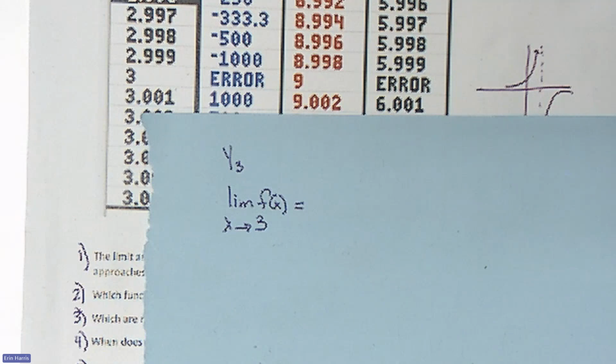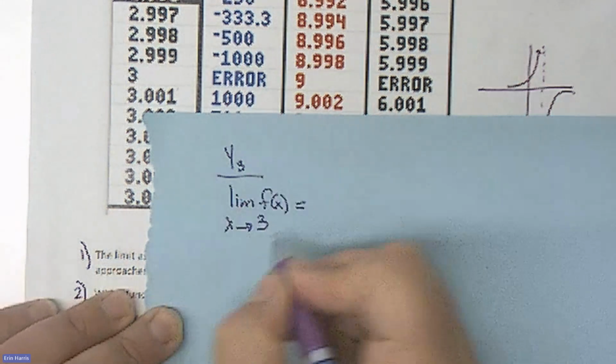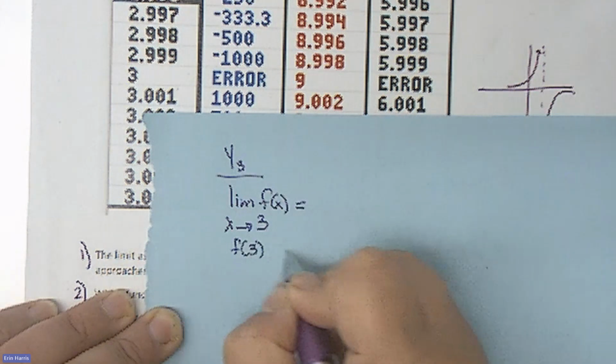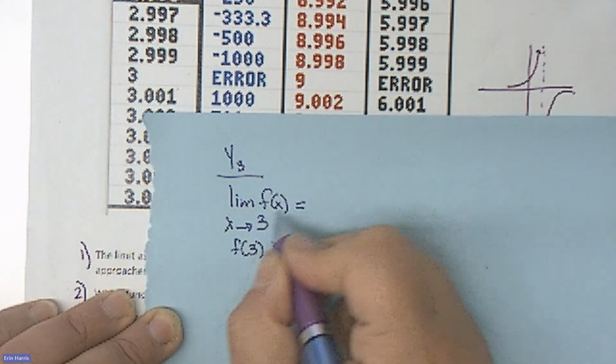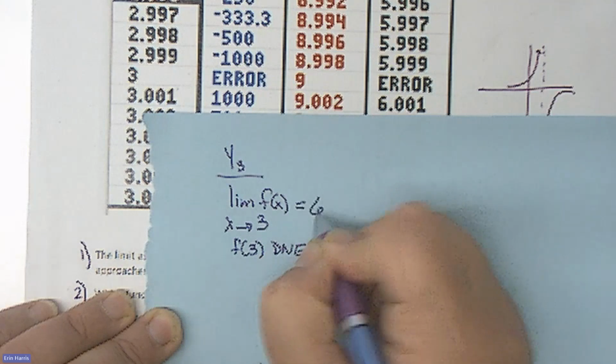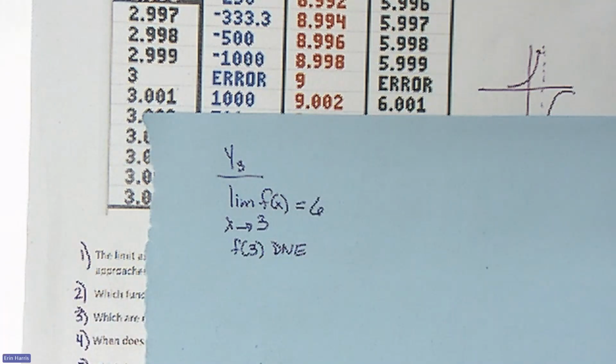Okay. So for y sub 3, looking at that table of values, does the limit exist? The limit exists. What is it that doesn't exist? The y value, the functional value, right? So for y sub 3, I would say f of 3 does not exist, but the limit is 6.